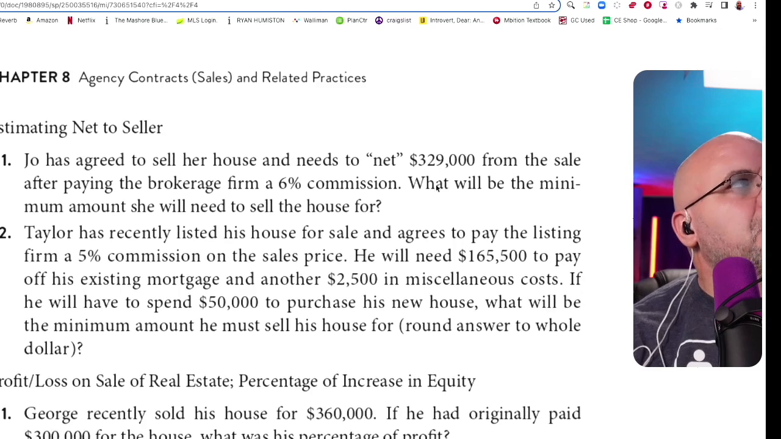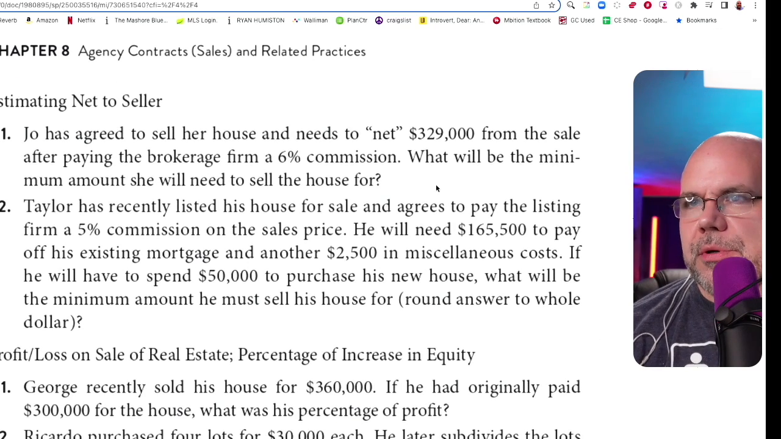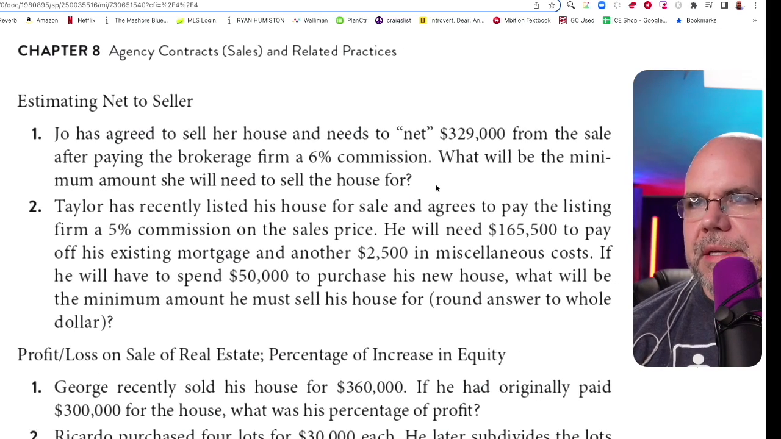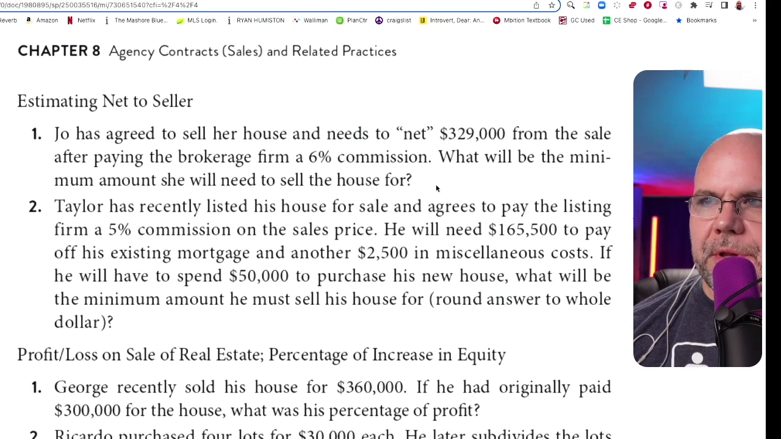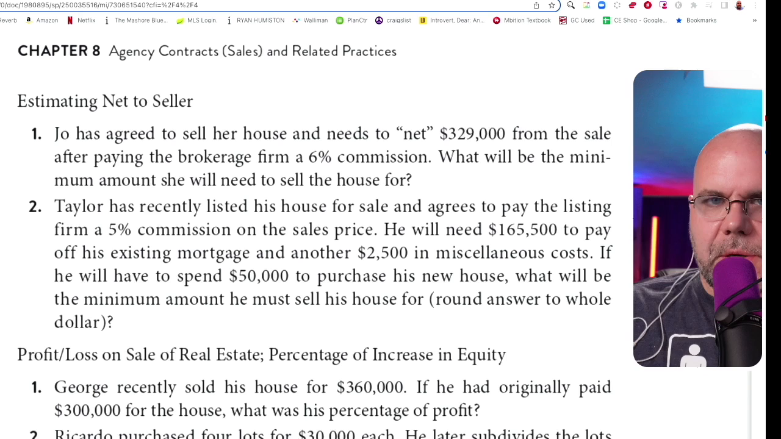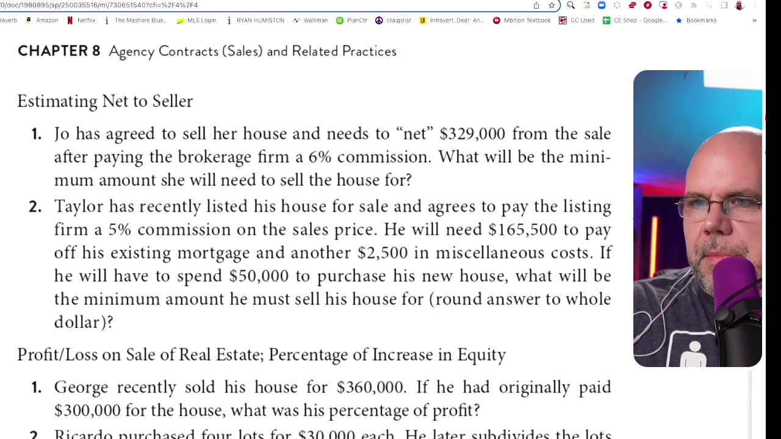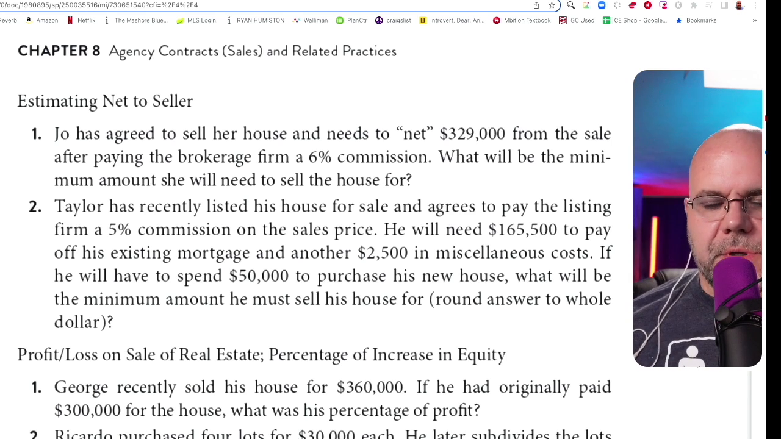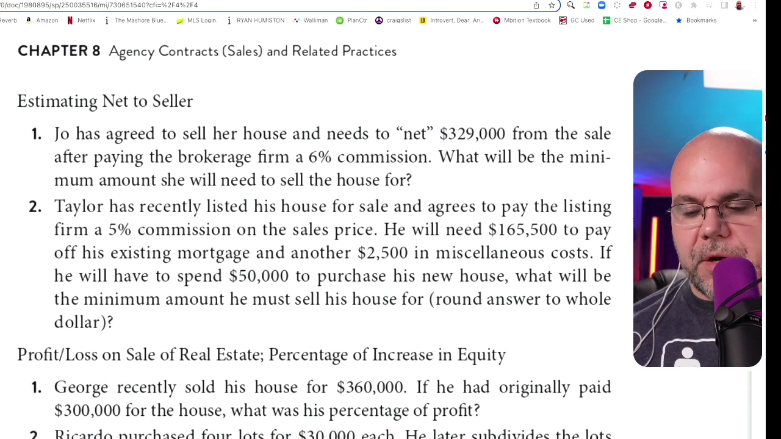Page 242. Number 2, top of the page under the estimating net to seller. We're going to do one of those kinds of problems. What do we need to accomplish? Well, obviously, when you go on a listing appointment, you want to make sure that that seller knows what they're going to walk away with. They're going to ask you.